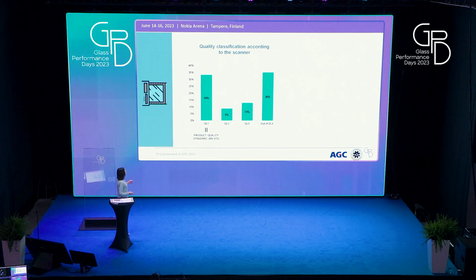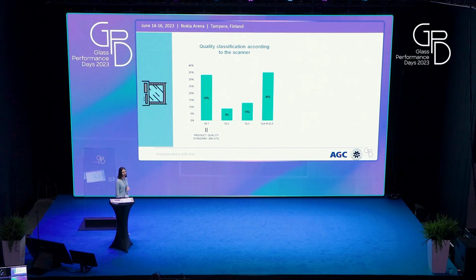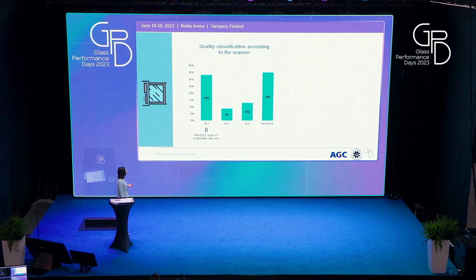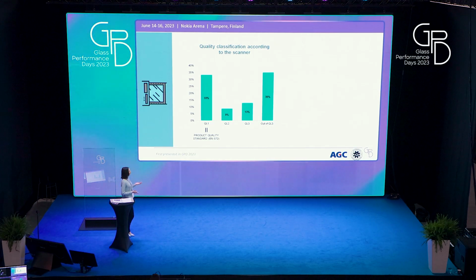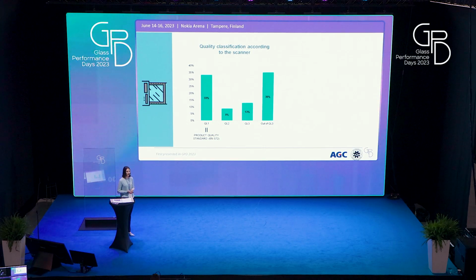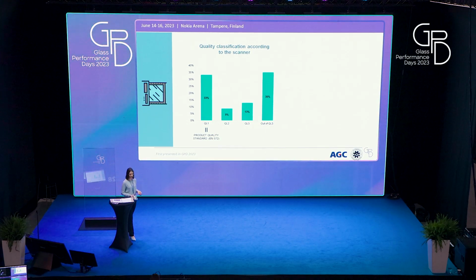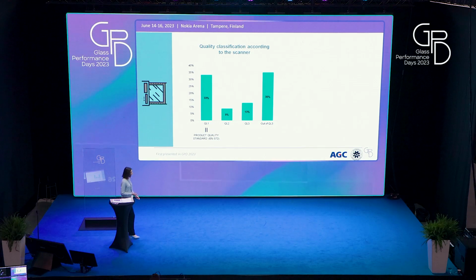So in the graph, you can see how the glass that we scanned is distributed among the different quality levels. And most of the inspected glass falls in the out of quality level 3 category, which we can also call an unqualified category, because this category includes all the glass that was highly damaged, and for this reason they weren't even scanned, such as the corroded glass.